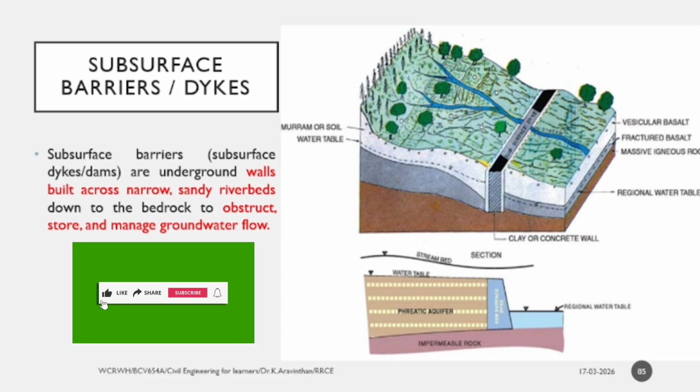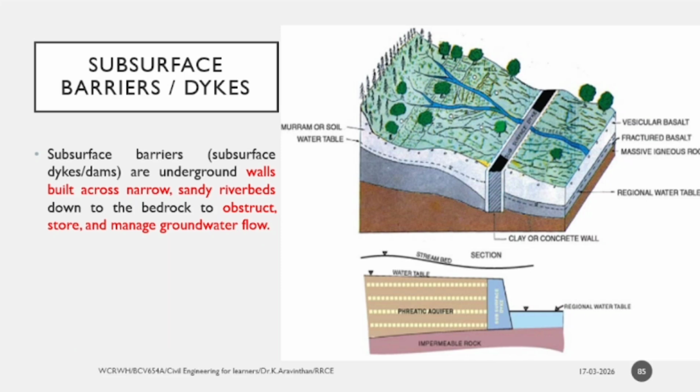Now, where it is being built, you can see here there is a river flowing. Wherever there is a river, you can start constructing the subsurface dikes. Sir, for constructing a dike, you need a river flow. Where you can construct is across a river. Imagine you have a river here. The river is flowing here. You can construct a dike across the river.